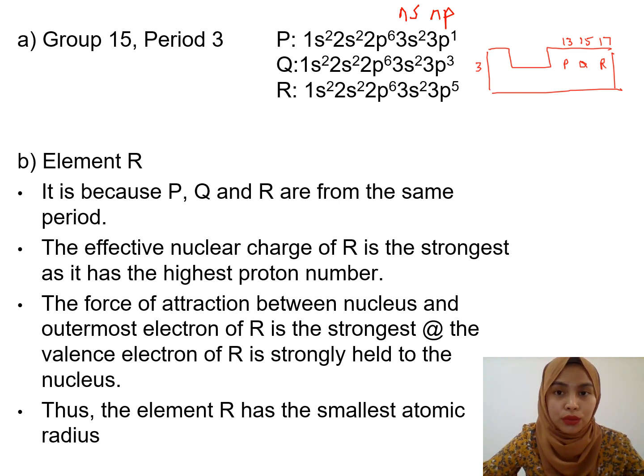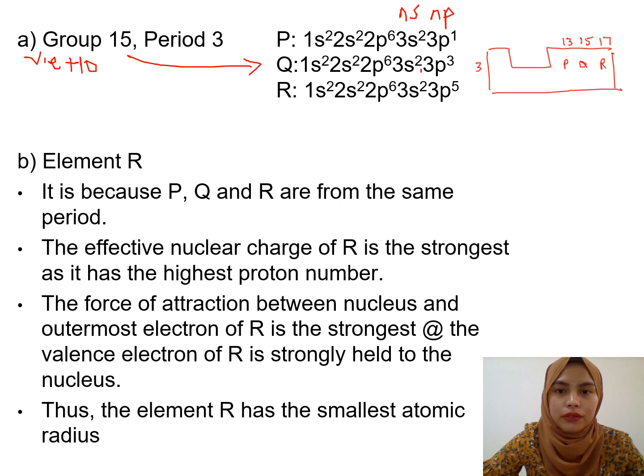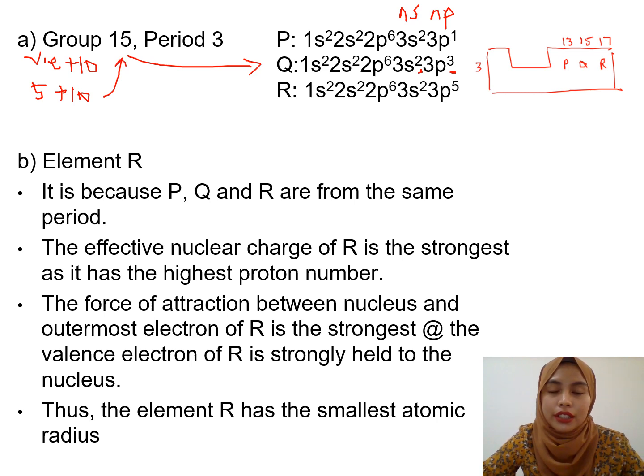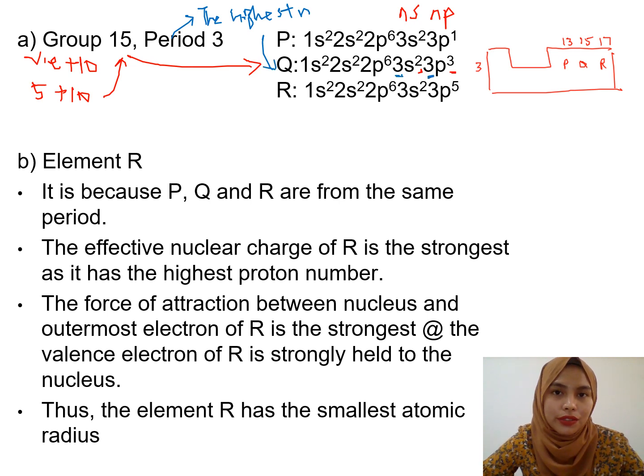So macam mana nak tahu group kalau dekat P block? Valence electron kena campurkan dengan 10. So untuk Q, you will have 2 campur 3. Ada 5 valence electron campurkan dengan 10. Therefore, you know that Q berada di group 15. Okay. And period yang ketiga, macam mana dapat period yang ketiga? Because you get this from the highest n. The highest n untuk Q adalah berada di n equals to 3.